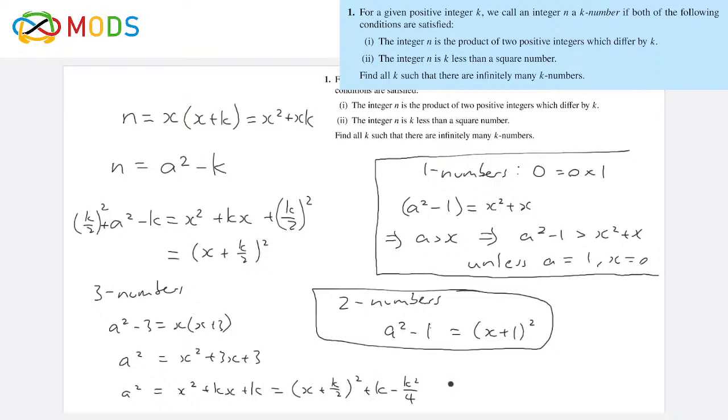To be the difference of 2 squares. Like multiply everything by 4. Yeah, let's do that. Okay. So then we get 4a squared equals 2x plus k squared plus 4k minus k squared. And this is separate from that. Okay.